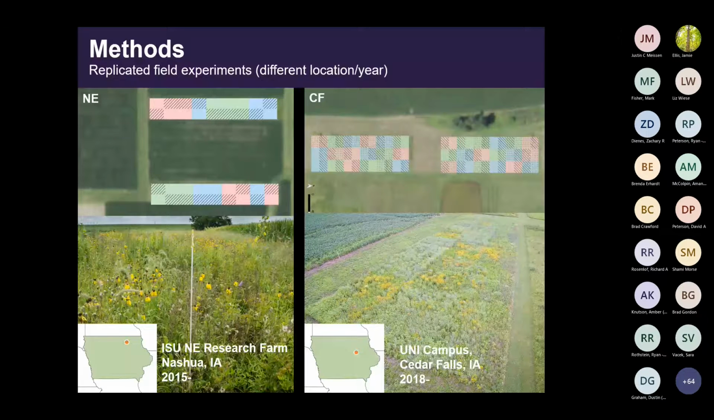So to get at our research questions, we established a series of field experiments. We initially began with an experiment located at ISU's Northeast Research Farm in Nashua, Iowa, and that was started in 2015. We then replicated that design and added an additional treatment to another experiment that was established in 2018. So that was at Cedar Falls, and throughout the talk, I'll be referring to the first experiment as NE or Nashua, and the newer experiment as CF or Cedar Falls.